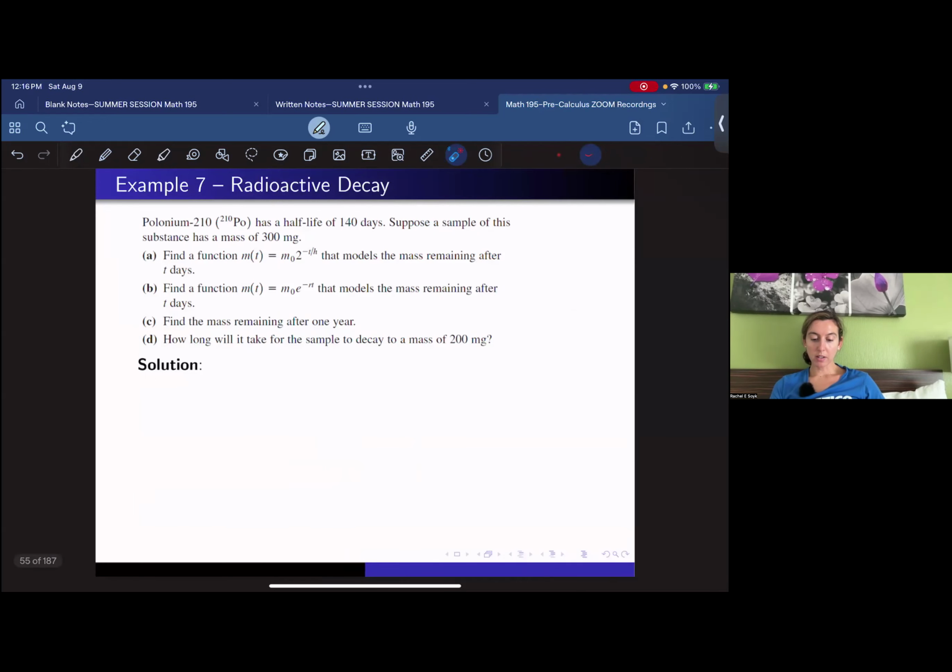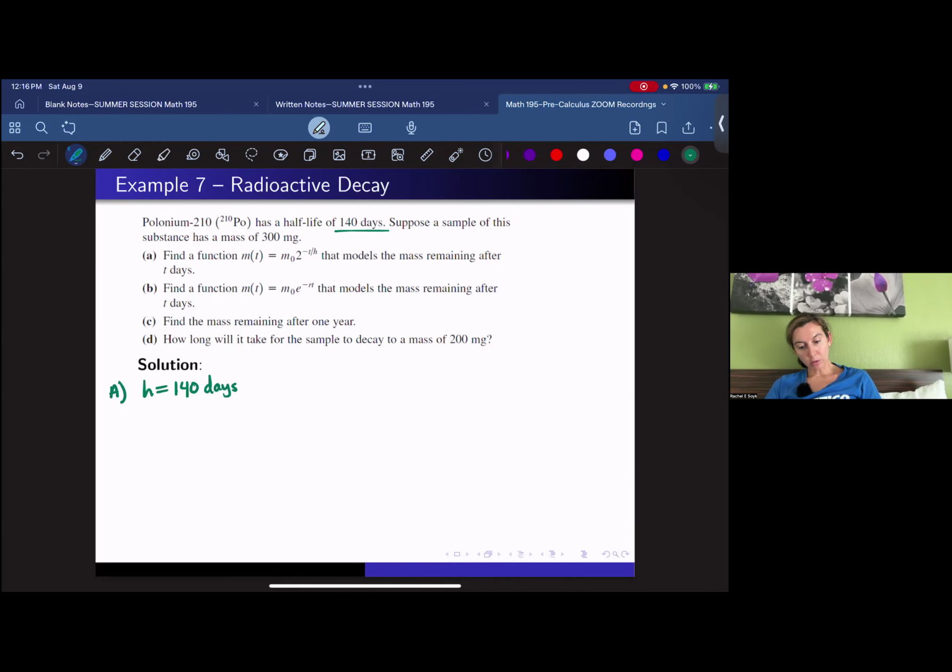So now we finally arrive at our last example for this section, where we're given polonium has a half-life of 140 days. So we're going to say our h is equal to 140 days.